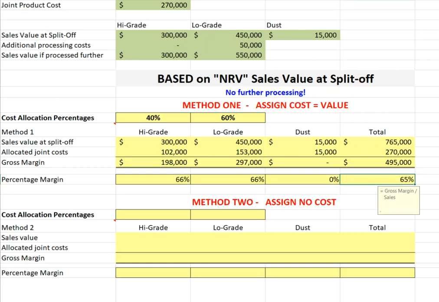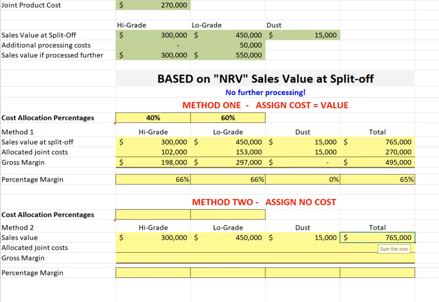Let's now go ahead and consider our cost allocations under method number 2. Again, our starting point is to pick up our net realizable values, or rather market values at split-off point as it's more properly called, of each one of our main products and the byproducts.